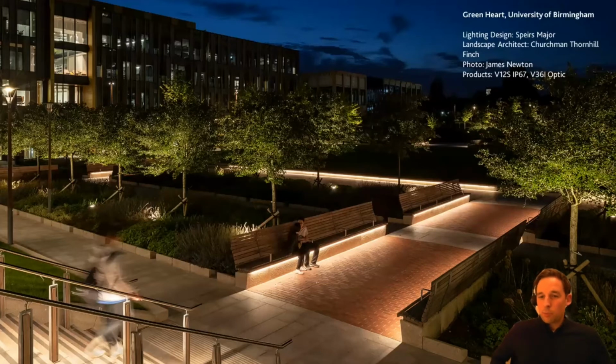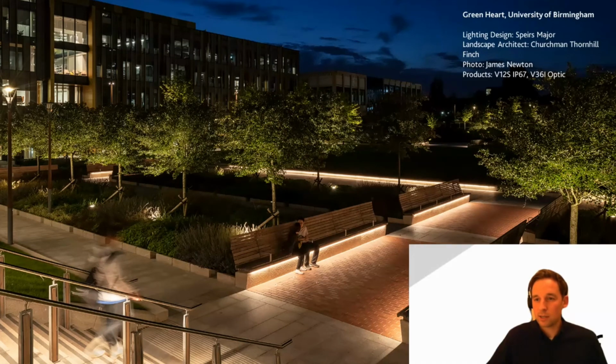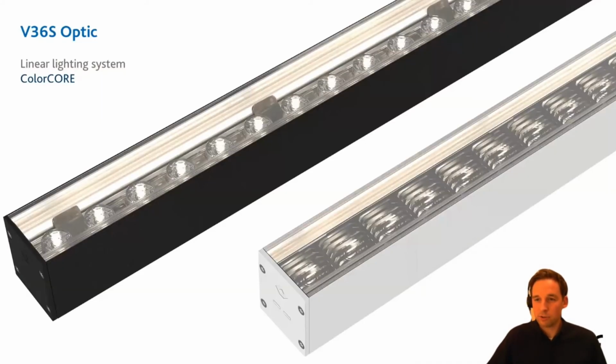This is a project which you may have seen on the initial slides that Carl put up. This is University of Birmingham in the UK, and they have a huge landscape project there that we have just finished this year with Spears & Major. And we had some V20 Optic in various areas here, as well as another product, which is essentially the big brother of V20 Optic, which is our V36 Optic. So this is the surface mount version. It is slightly larger with 36 mil width, so about an inch and a half width. We have a slightly different optic package in here.